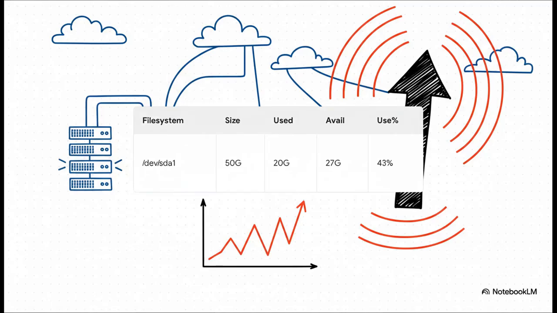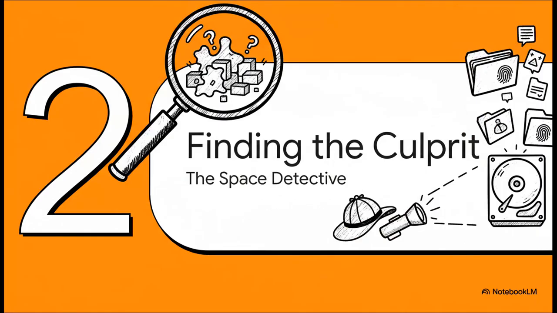So you run the command and boom, you get a table that looks something like this. It shows you your file system, the total size, how much is used, and how much is available. But the one you really want to look at, the one that tells the story, is that last column, Use%. If you see that number creeping up into the 90s, well, that's your red flag. You've probably just found your problem.